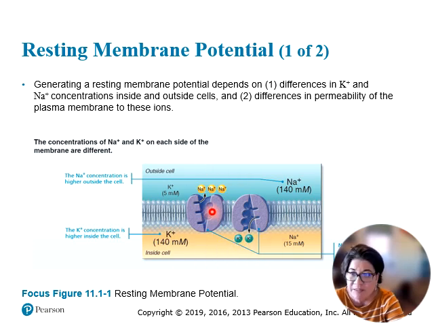And so how that happens is for every 3 sodium that leave the cell, only 2 potassiums come in, even though they have the same charge. That 3-to-2 ratio is going to make it more negative inside.